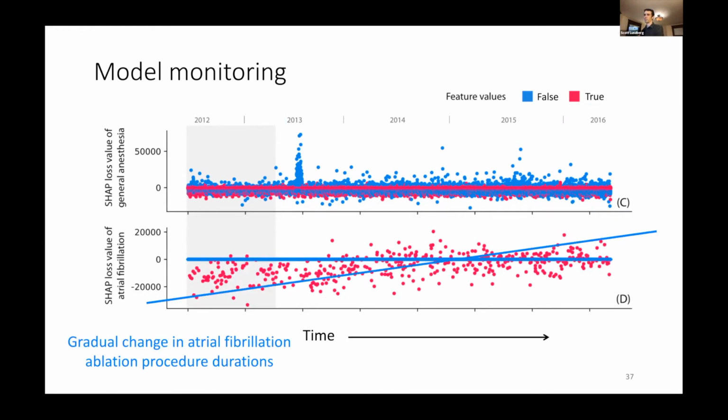Here's an example of feature drift, where some changes in procedures in the hospital made a feature that was very informative in the first year change significantly over the following years.